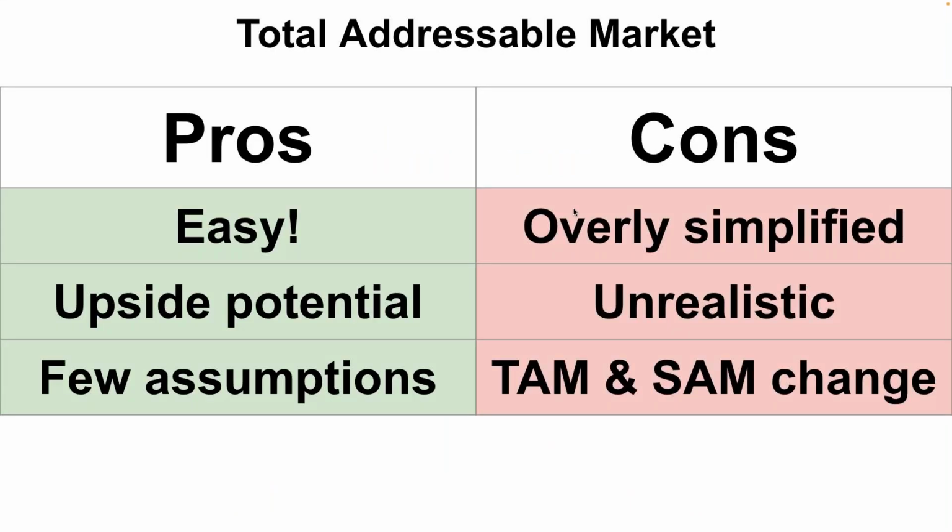So on the pro side, this is a very easy analysis to do. It can show us what the upside potential of a business is, and we only need a handful of variables to come up with a TAM analysis. On the downside, it's overly simplified. Our assumptions can be unrealistic, and that TAM and that SAM number do change over time. But if you're in the venture capital space, or if you're interested in investing in venture style companies, this is the kind of growth analysis, valuation analysis that you can do.